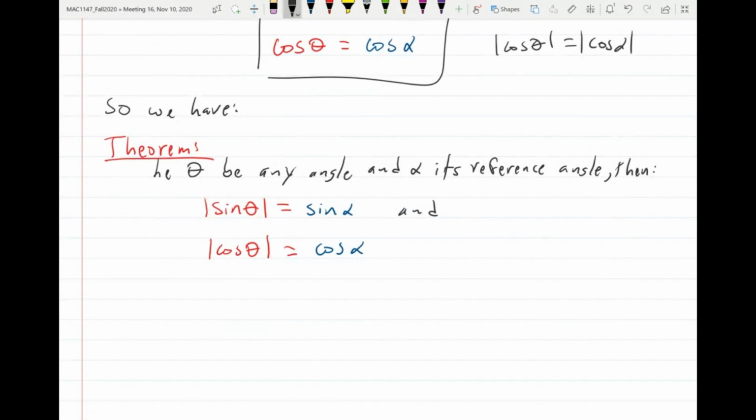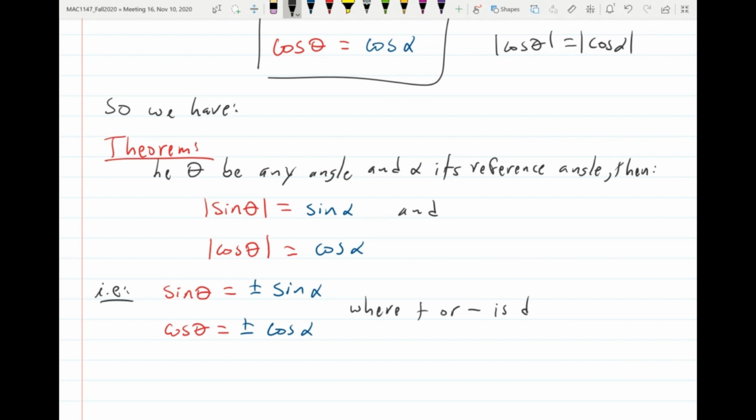In other words, if you want to know the sine of theta, this is going to be equal to plus or minus sine of alpha. If you remove the absolute value, then sine of theta is plus or minus sine of alpha. And similarly, cosine of theta is going to be given by plus or minus cosine of alpha. How do you know whether it's positive or negative? Well, the plus or the minus is determined by the position of theta, the quadrant in which theta is.